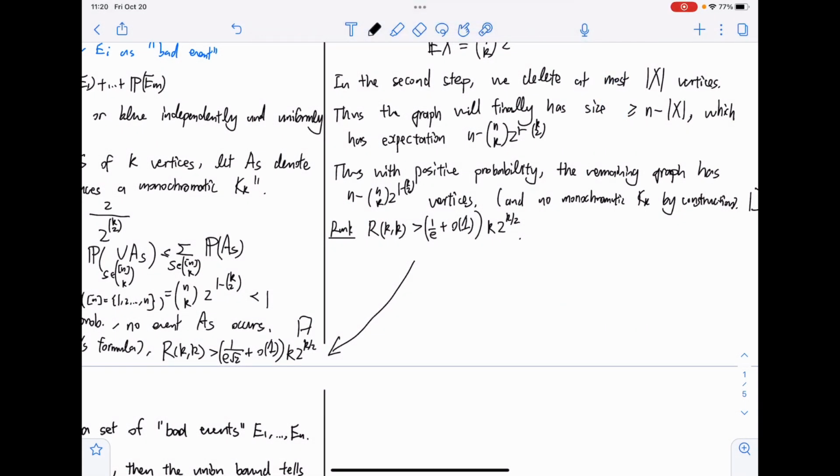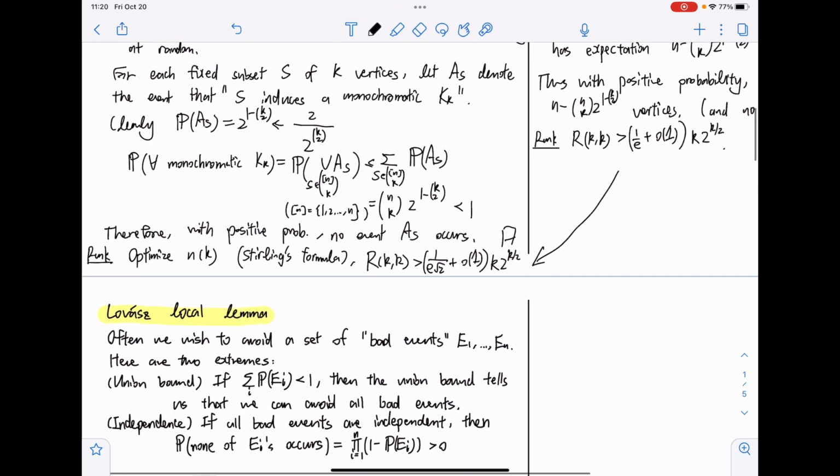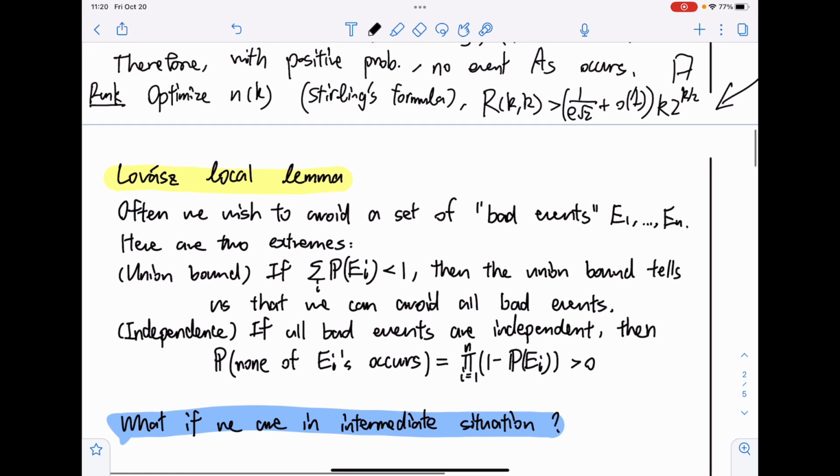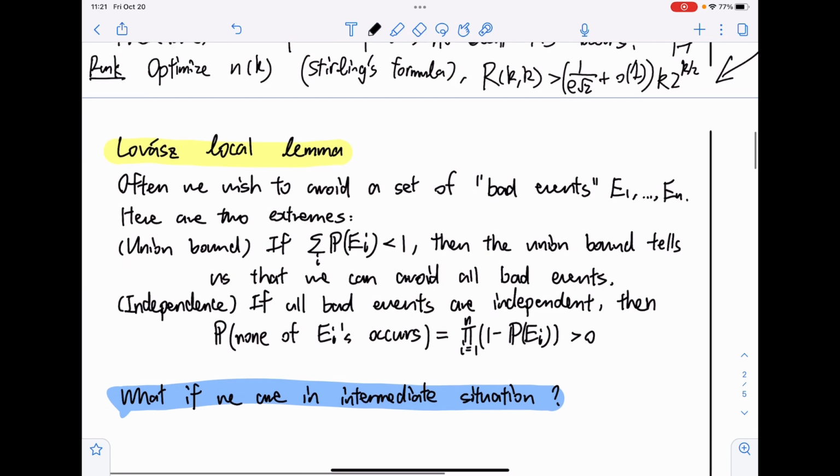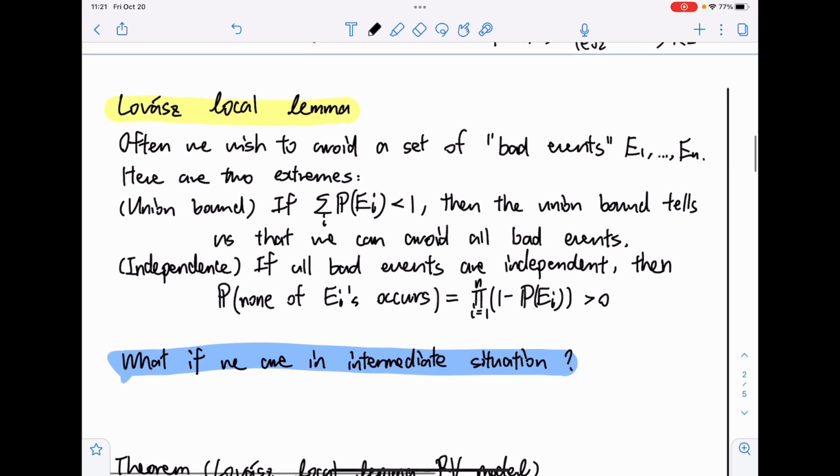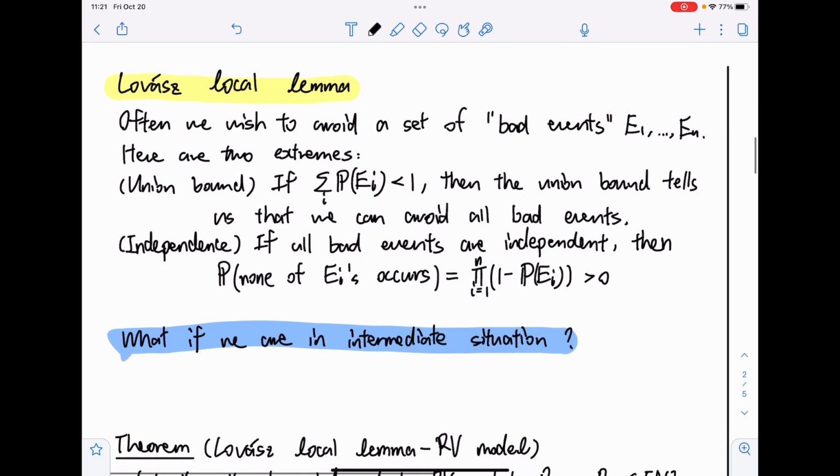Okay, then for the second part, we're going to talk about the Lovász local lemma. And why are we going to talk about this one? Often we wish to avoid a set of, we call them bad events, E1 to En, like what we said above. And here are two extremes. The first extreme is from the union bound. If the sum of the probability of each event happening is less than 1, then the union bound tells us that we can avoid all bad events.